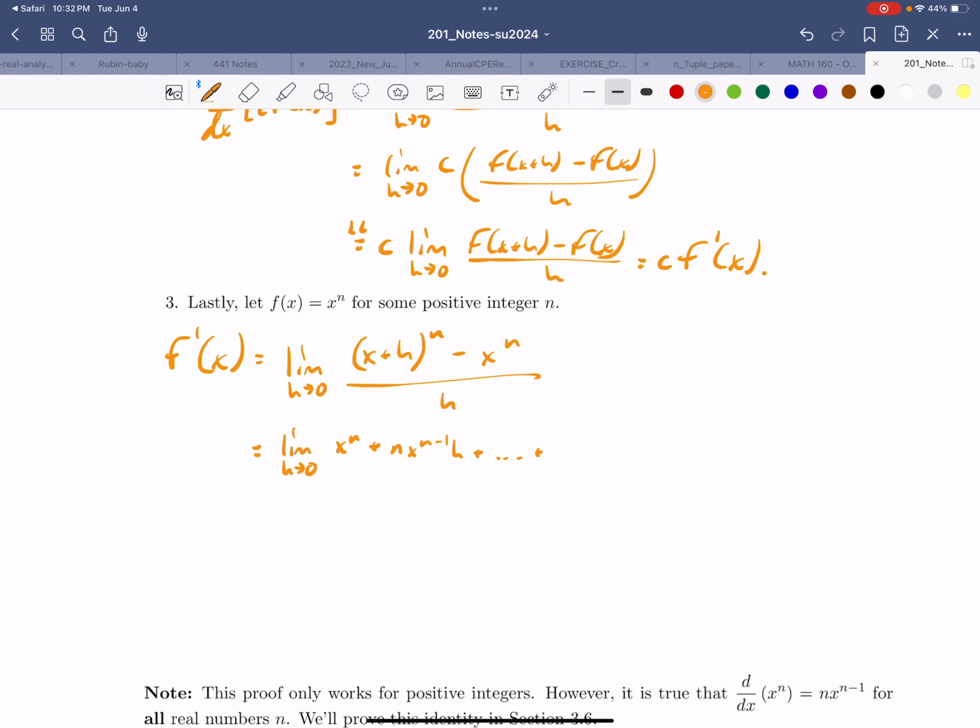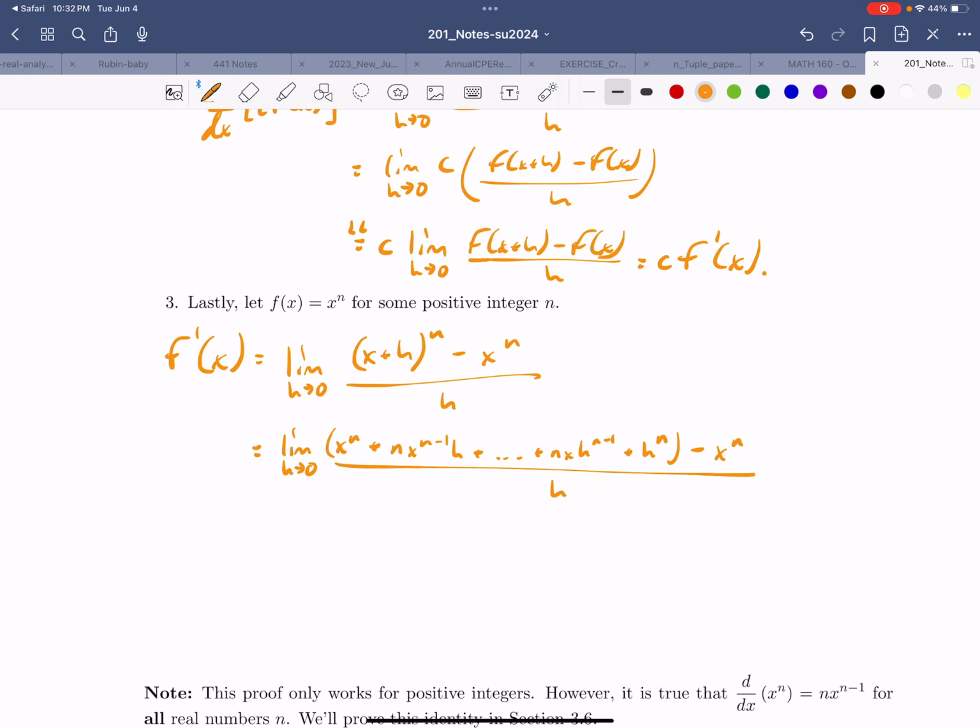You can do it if you want. It involves combinations, n choose k, for whatever k is. And then it's going to wind up being n times x to the n minus 1 times h, plus, and so on, plus h to the n. All of this minus x to the n, and it's all over h.